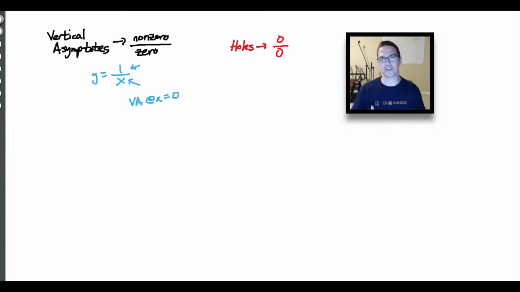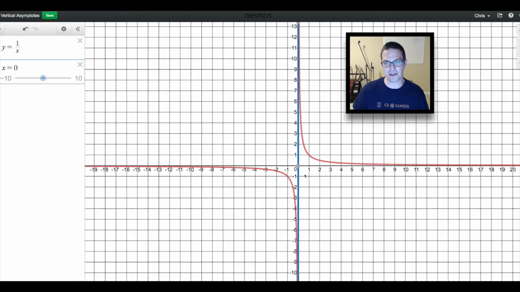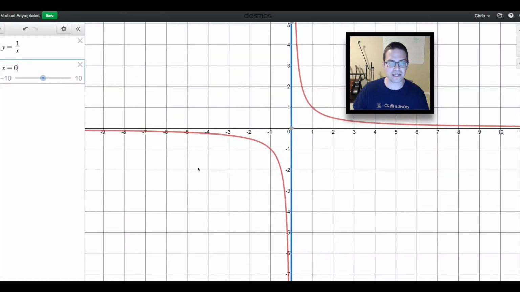Now to show you this, I'm going to show you a graph that illustrates this point. If we go to Desmos, I have graphed y equals 1 over x. And if you notice, there is a vertical asymptote at x equals 0. I can actually graph it on here by doing x equals 0, and it graphs it right there. You can see the x equals 0 vertical asymptote. So again, it's anytime you have a non-zero over a 0.